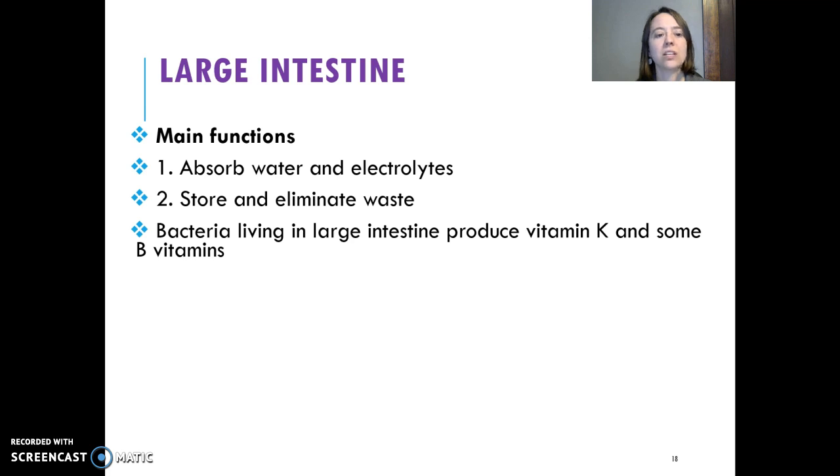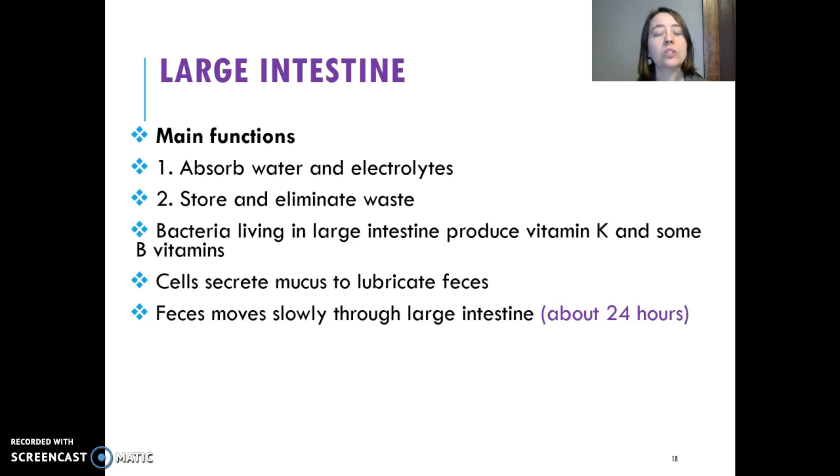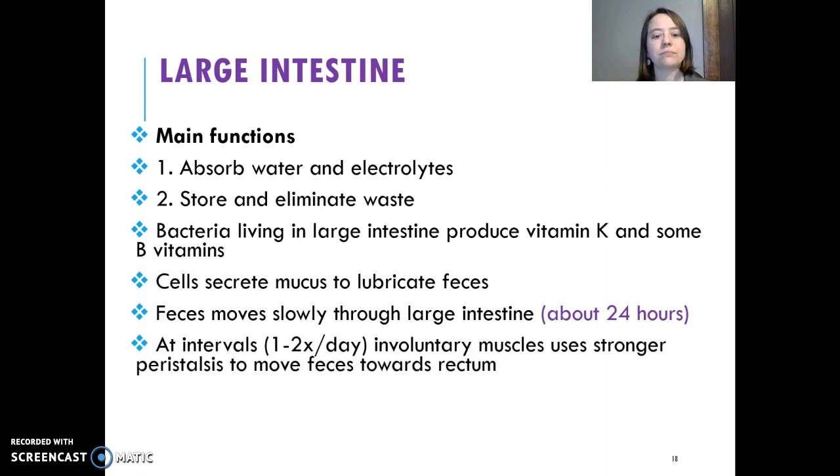Also, bacteria living in your large intestine produce vitamin K and some B vitamins. So those bacteria are essential to our health. So thanks, bacteria. There are cells in the large intestine that secrete mucus to lubricate the feces and help it move along, which is good because there is mostly very weak peristalsis movement that moves the feces along, and it moves very slowly, very sluggishly through your large intestine. An average stay in the large intestine is about 24 hours.